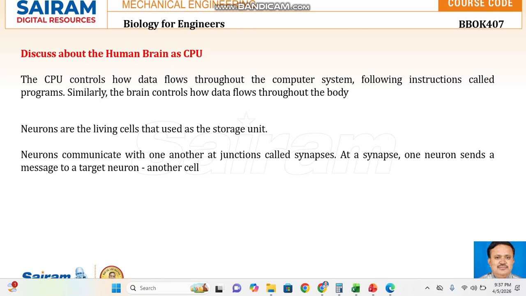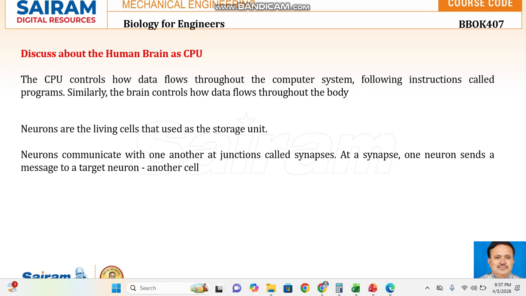Now we are discussing the human brain as a CPU. How a CPU is controlling the data flow in the computer system following the instructions called programs. Similarly, the brain is controlling the data flow in the human body.